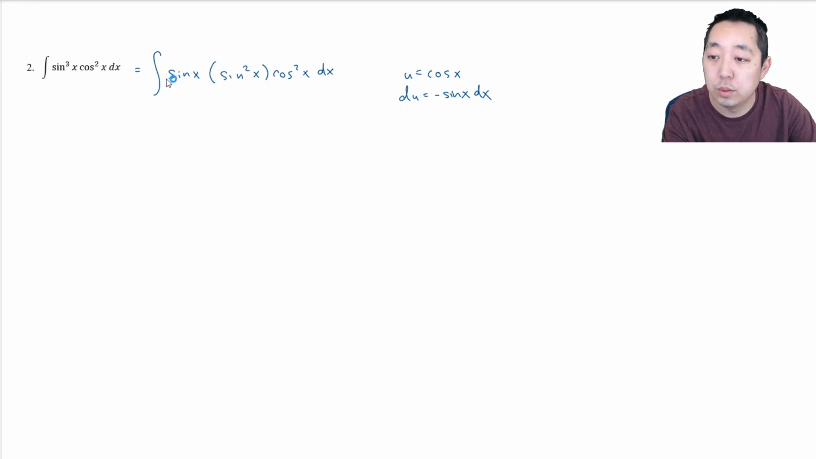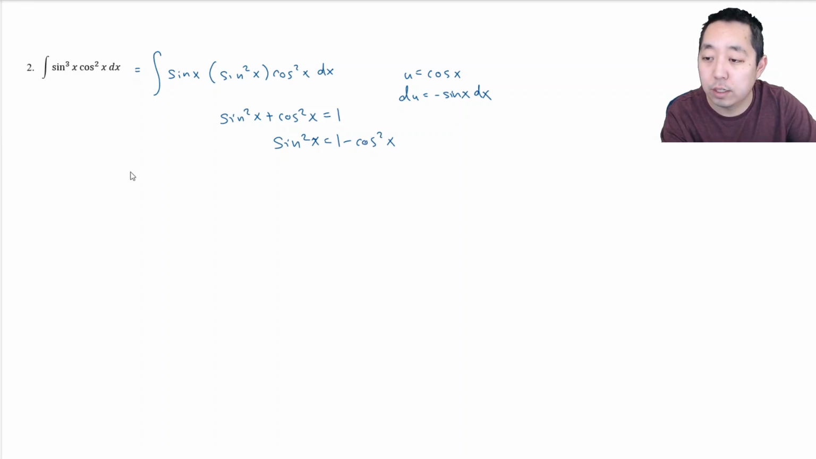So when we do this here, I need to convert this to cosine. I'm going to use the identity that sine squared x plus cosine squared x equals 1. And so sine squared x is equal to 1 minus cosine squared x. So in this integral, I have a sine x, and then I have a 1 minus cosine squared x times a cosine squared x dx. So then I can do the u substitution more easily. The sine x dx becomes a negative du, right? This part is my du here.